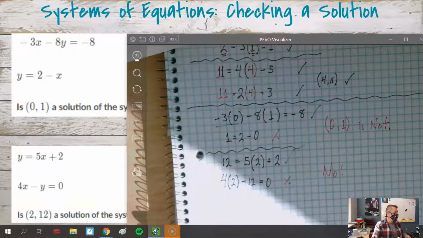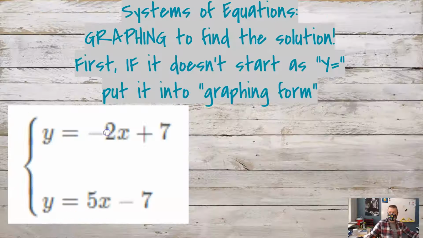Does anyone have questions about substituting a coordinate in to check if it is a solution? All right, so moving on to the next.